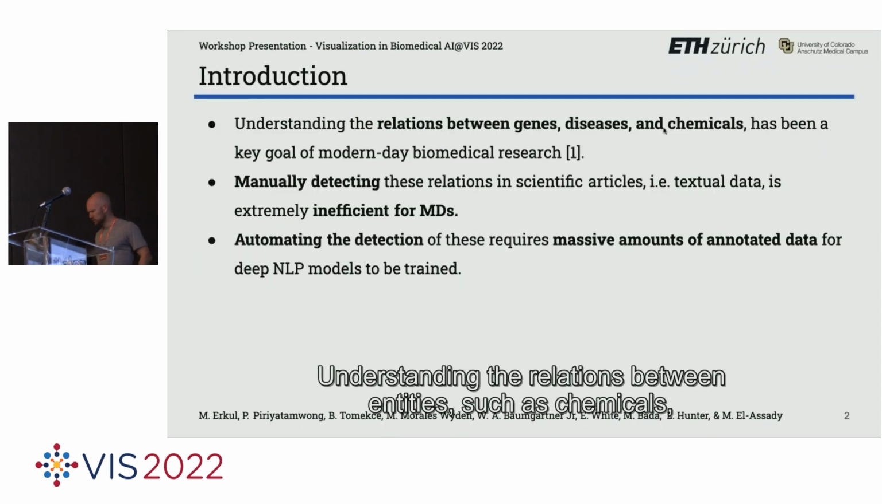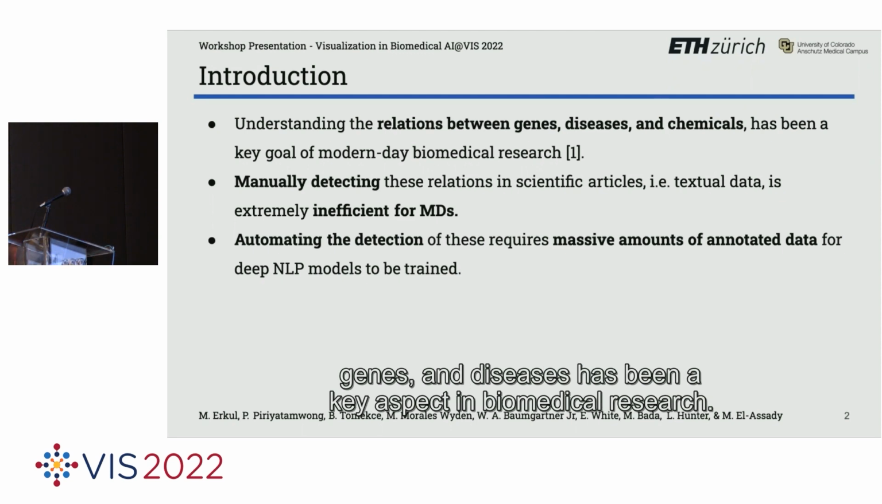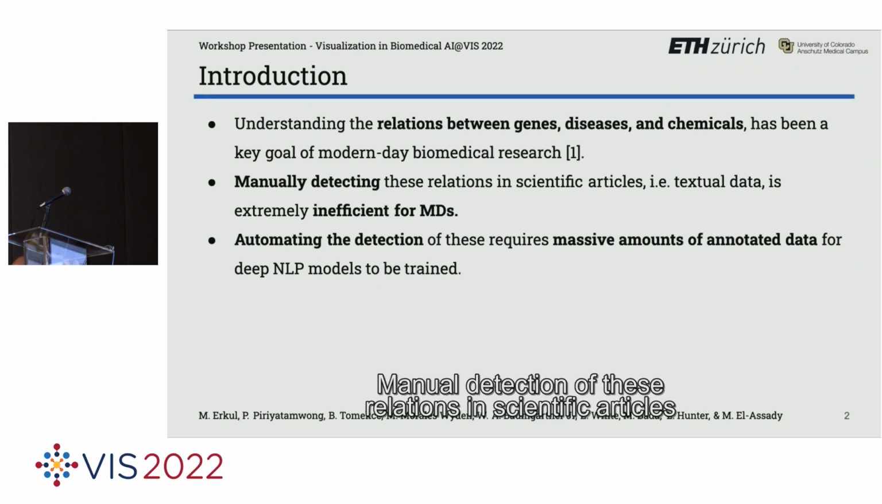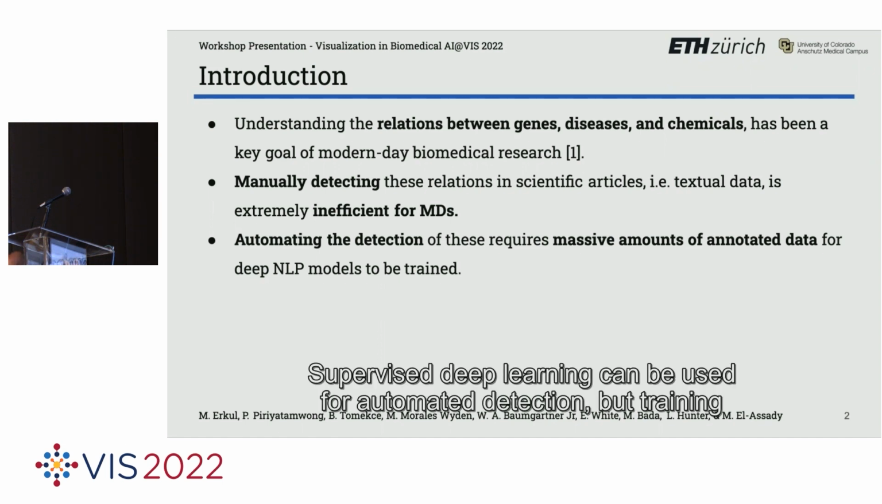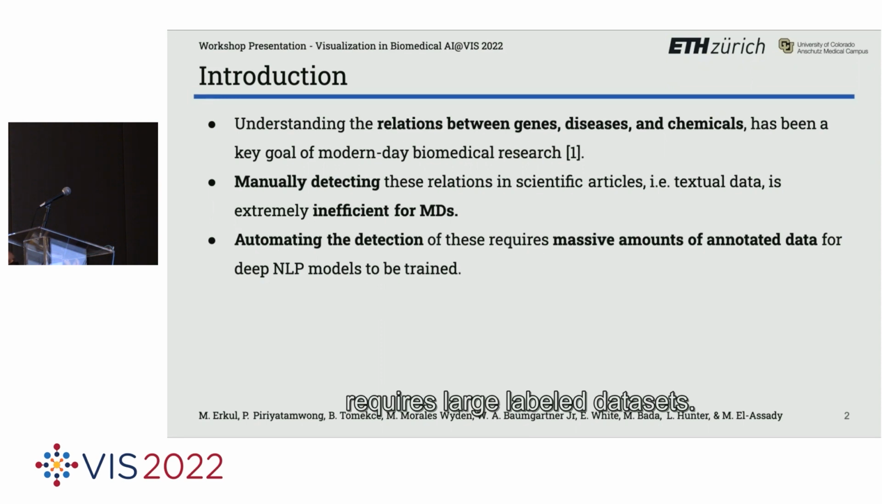Understanding the relations between entities such as chemicals, genes, and diseases has been a key aspect in biomedical research. Manual detection of these relations in scientific articles is highly inefficient for MDs. Supervised deep learning can be used for automated detection, but training requires large labeled datasets.